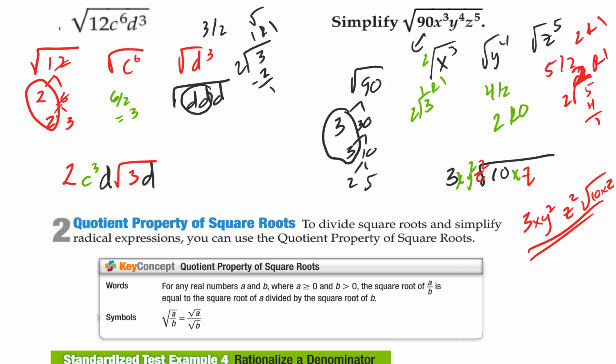There you go. So that's how you do variables. You just divide them by 2 with square root. If it's an odd number, then it means you have a remainder of 1, so that the remainder stays inside. Otherwise, it's divided by 2.